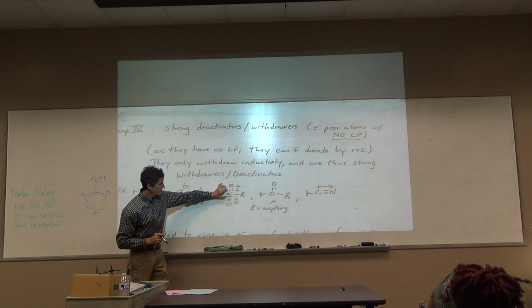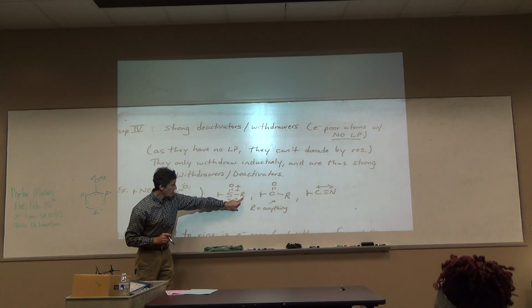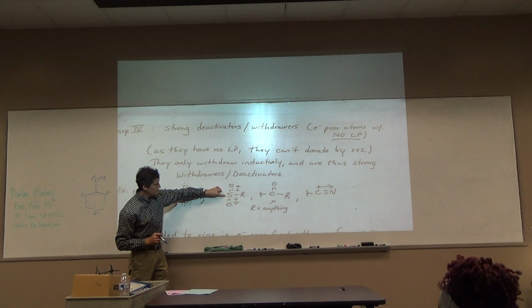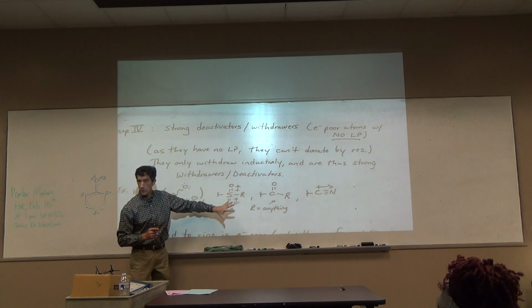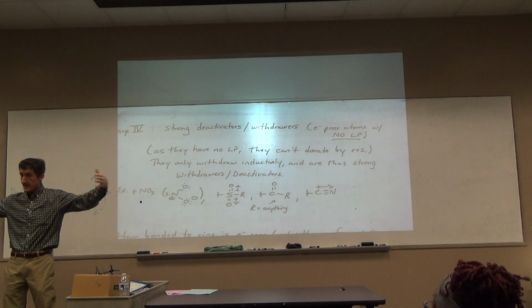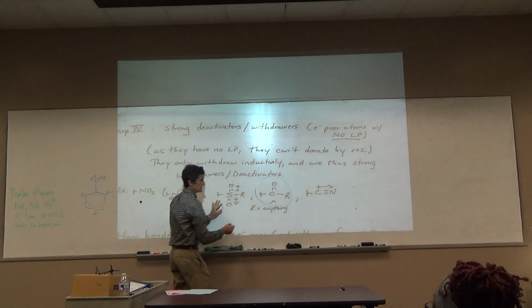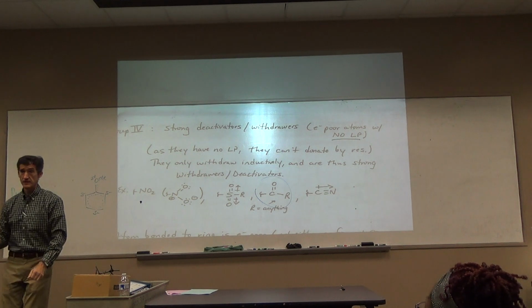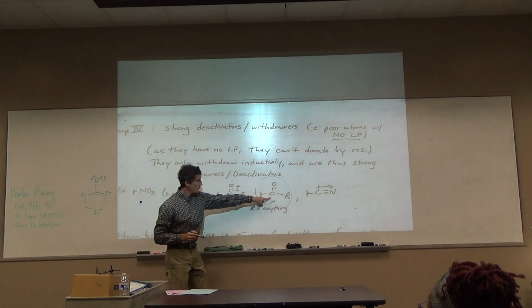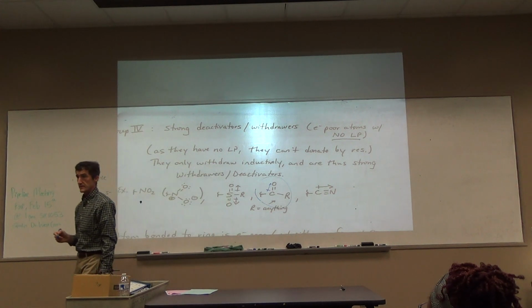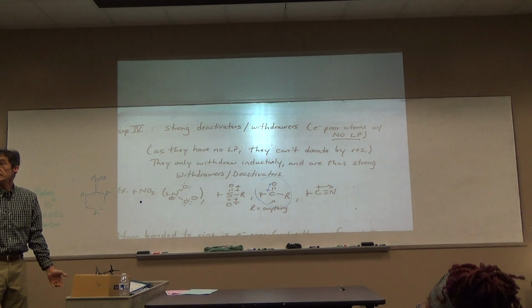Sulfone, the SO2 group. This could be R or maybe OH, like a sulfonic acid. The sulfur has no lone pair, and it's electron poor because it's bonded to these electronegative atoms. Carbonyl, very common. The carbon is electron poor because it's bonded to the oxygen. And the carbon has no lone pair.